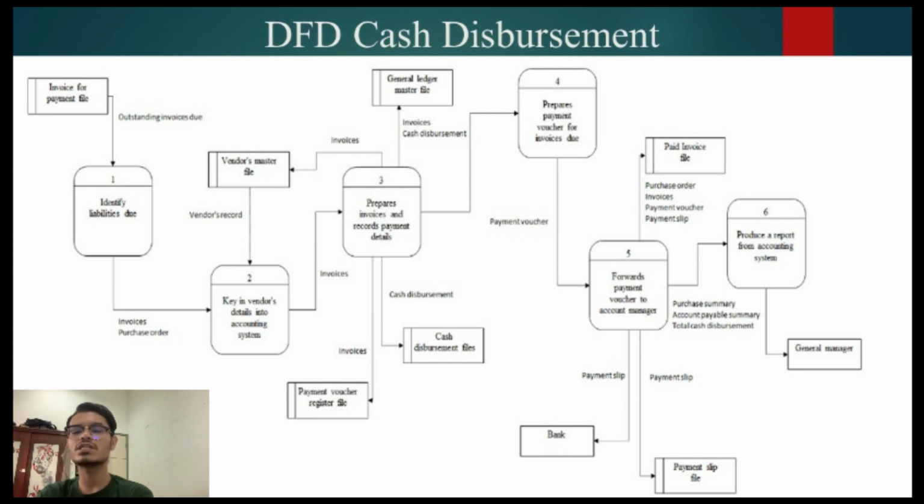Then the invoices will be prepared and the payment detail recorded. The cash disbursement record will be filed in the cash disbursement file, and invoices will be filed to the payment voucher register file. Then the same documents are also filed in the general ledger master file, indicating that the invoices are paid along with the cash disbursement records.